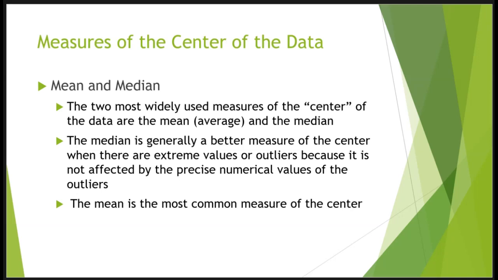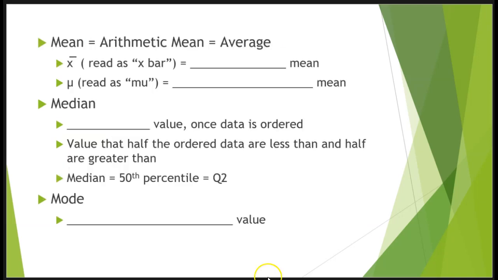Now, the mean is the most common measure of the center. So the mean is also called arithmetic mean or average. And in this course, you'll see two different types. You'll see the sample mean, which is read as X bar and written this way. And you'll see the population mean, which is read as mu and is this symbol.